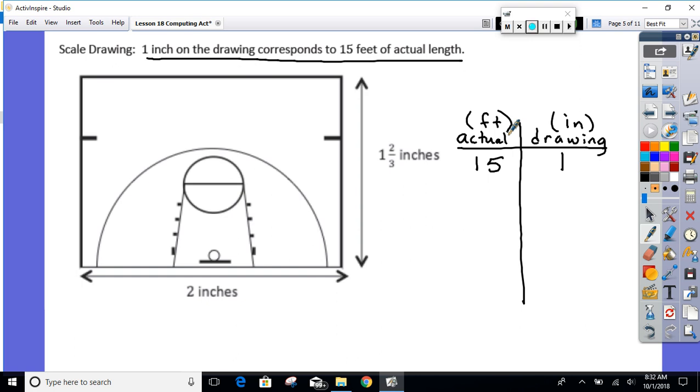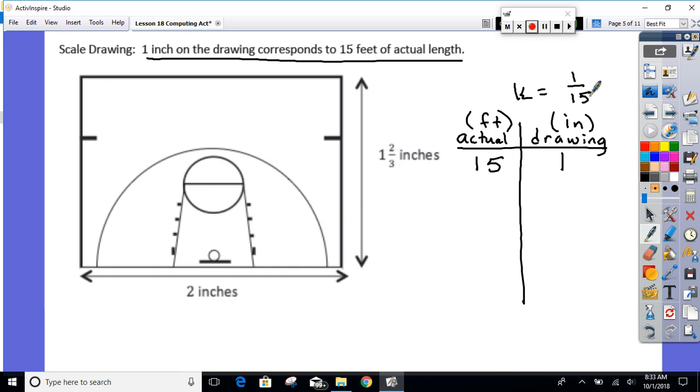So my scale ratio for this would be what? What would the scale ratio be? Katie? 1/15. And I'm not going to call that a scale factor just because the units aren't the same, but the scale ratio, or our K, our constant of proportionality for this drawing is 1/15.